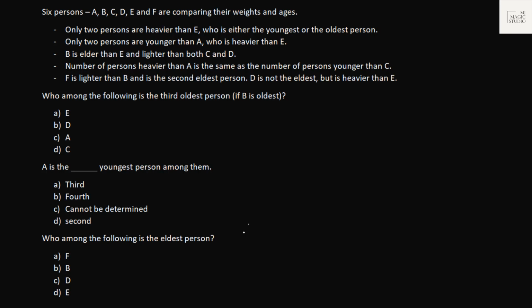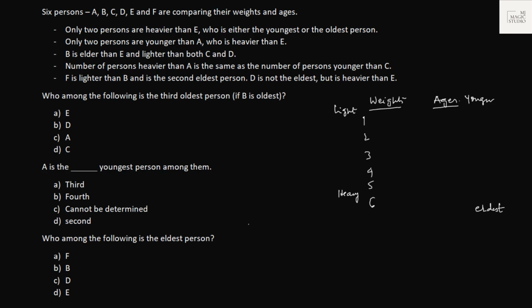Comparing weights and ages, the famous one with the Aon platform. 6 people A, B, C, D, E, F are comparing their weights and ages. Only 2 are heavier than E. So let me have this from light to heavy, 1, 2, 3, 4, 5, 6. And age wise also, this is youngest, and here let us write the eldest.